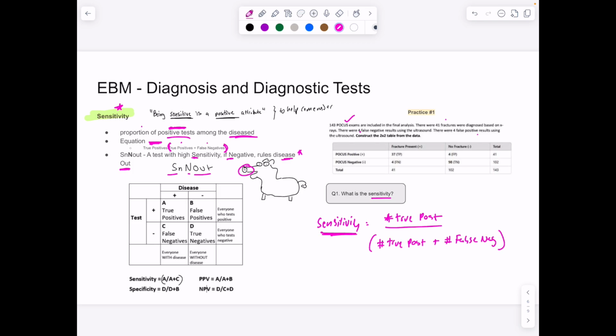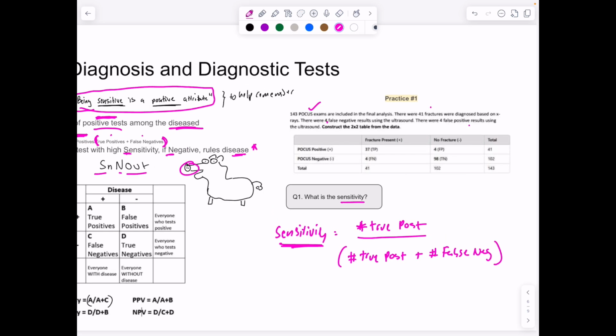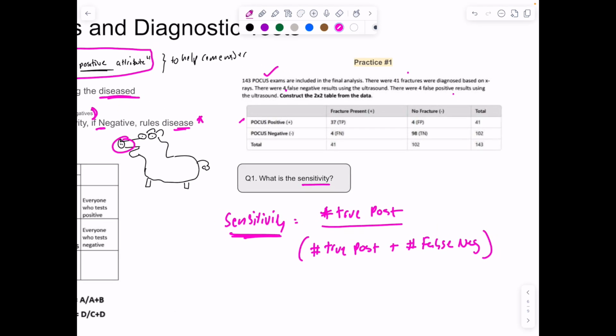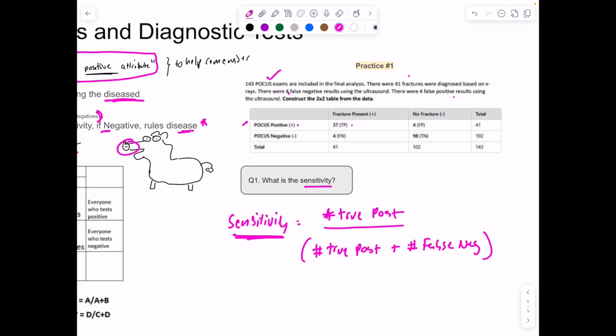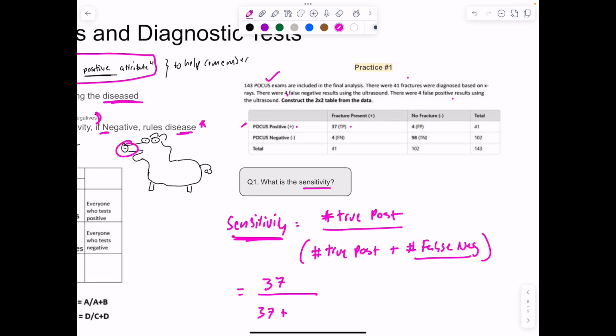All right, so sensitivity is about positive. Therefore, being sensitive is a positive attribute. That's how we can remember it. So here we have the POCUS test, and that came up positive for 35 people who did in fact have a fracture. So, or 37. So right now we have 37 over 37 plus the number of false negatives. So here's negative, here's 4. So this would be false negative because they did in fact have a fracture. So our sensitivity is 37 over 41, and that is 90.2%.